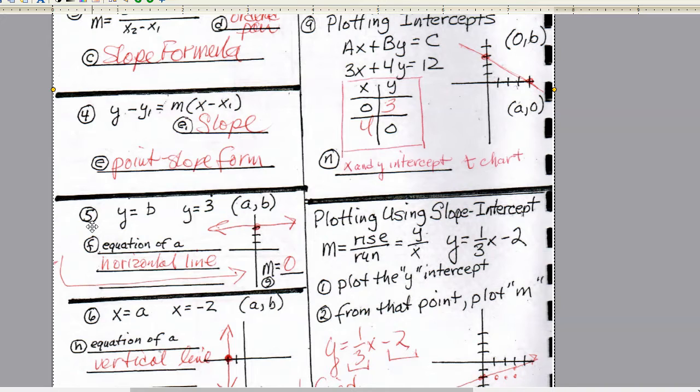What is the general formula for a horizontal line? And that would be y equals b. A question might be, what is the slope of a horizontal line? And the answer would be 0. Now they should have all of these.